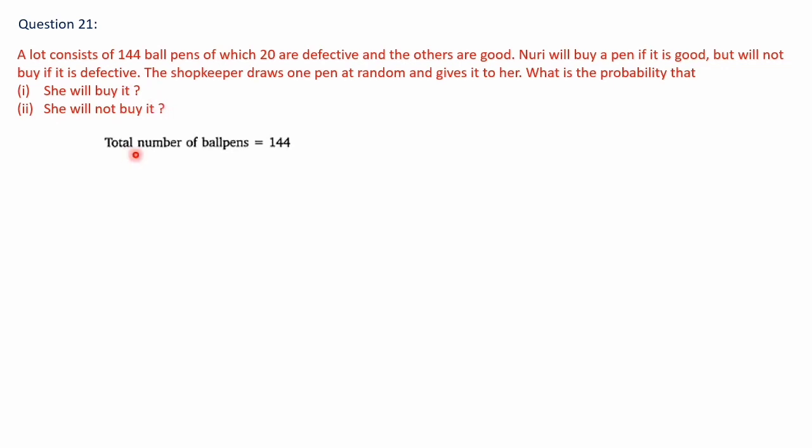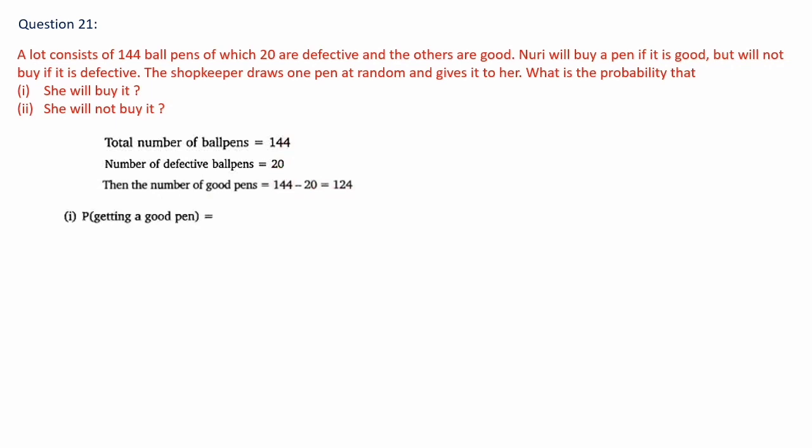So the total number of ball pens we have is 144. Number of defective pens given to us is 20. Number of good pens means 144 minus 20, that is 124. Here, probability of getting a good pen. First question is she will buy it. Probability of her buying the pen: she is buying means it is a good pen. What the shopkeeper is taking is a good pen. That is what we have to calculate.